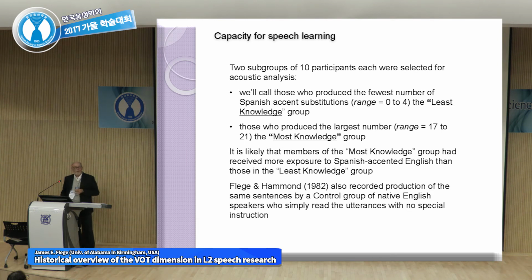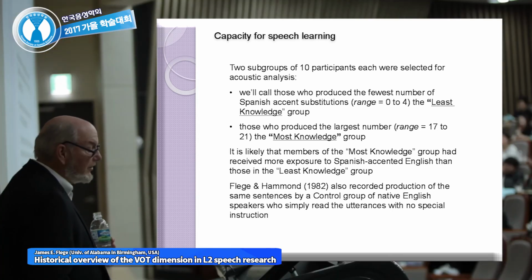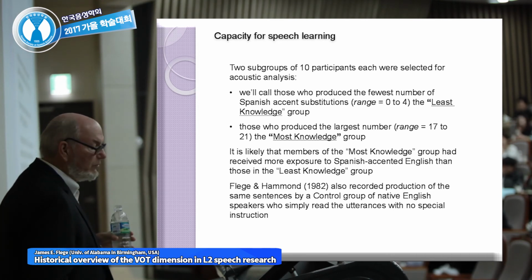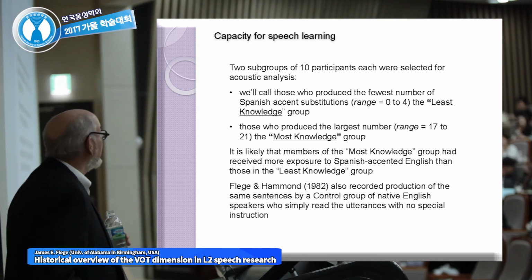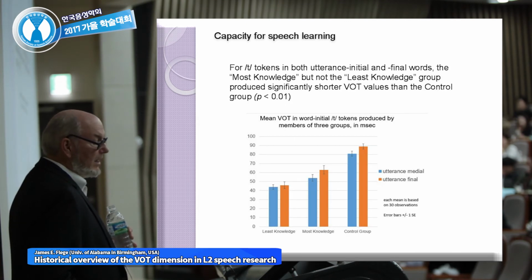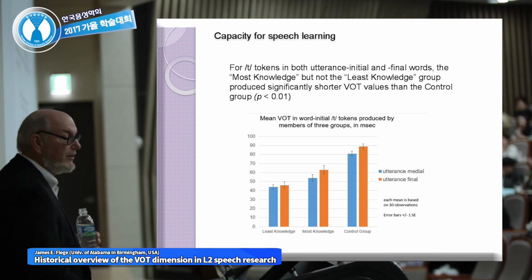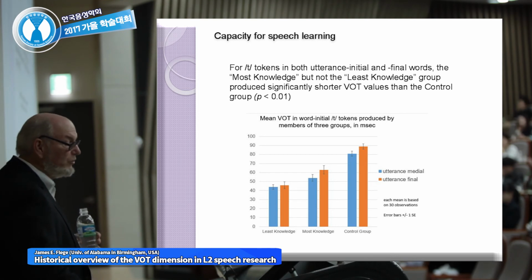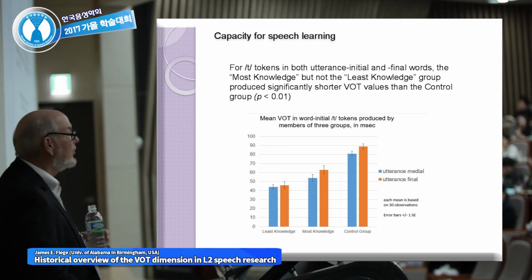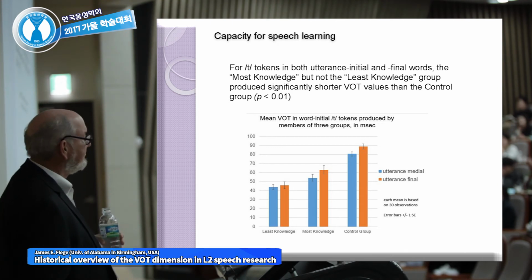It's likely that members of the most knowledge group had received more exposure to Spanish accented English than those in the least knowledge group. We also recorded productions of the same sentences by a control group of native English speakers who simply read the utterances with no special instructions. For T tokens in both utterance initial and final words, the most knowledge group, but not the least knowledge group, produced significantly shorter VOT values than the control group.